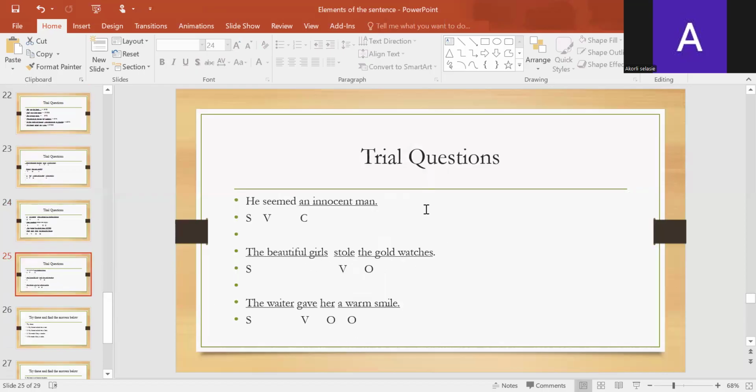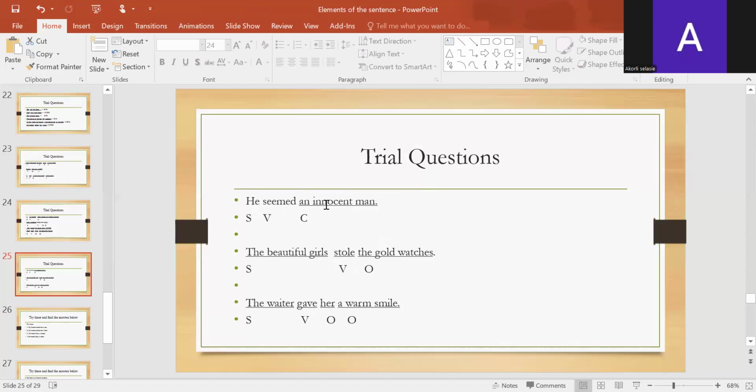Let's look at more examples here. He seemed an innocent man. We mentioned those category of verbs that take complement, and one of them is seemed. I mentioned consider, appear, taste, and I said most of those verbs, which we call linking verbs, behave like the verb be. So here I can say he is an innocent man. This verb can be replaced by the verb be, as in he is an innocent man.